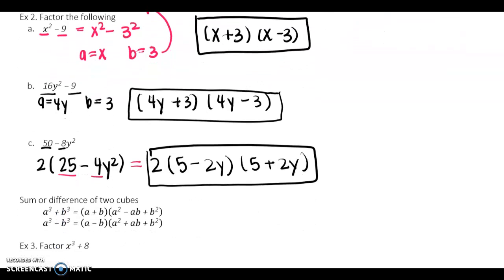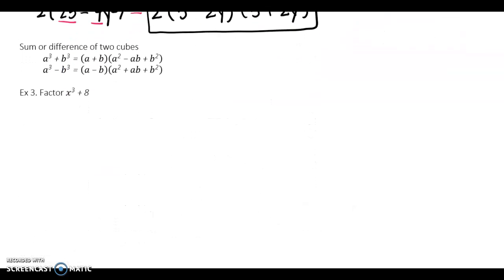Alright, and then the last one is your sum or difference of cubes. And for now, again, the more you go into math, you're going to have to really memorize these formulas. There's something called SOAP, which means same, opposite, always positive. So here you have a positive sign for the first example that we're doing. So it's x to the third plus 8.